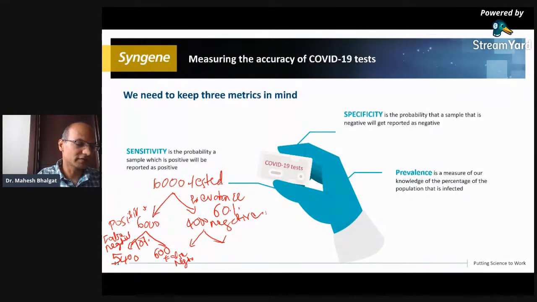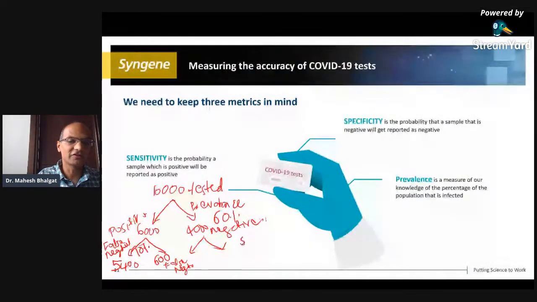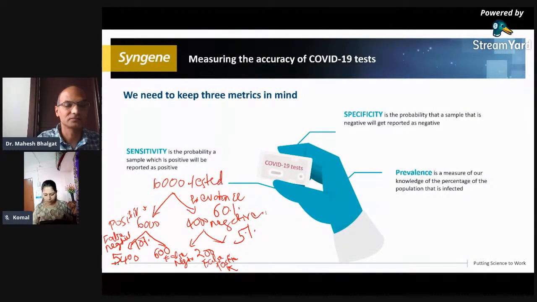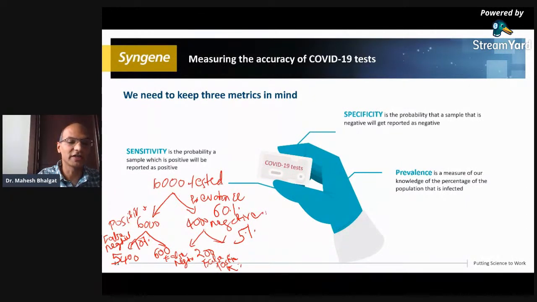Now, when you look at the false positive rate, let us say that we have a false positive rate for a given assay of 5%. What that means is about 200 are false positive. And so these false positives are people who don't have the disease, but they have been diagnosed and communicated as actually having the disease. And so therefore they end up in quarantine or under more restrictions and are not allowed to move and are not allowed to do their work and so on.